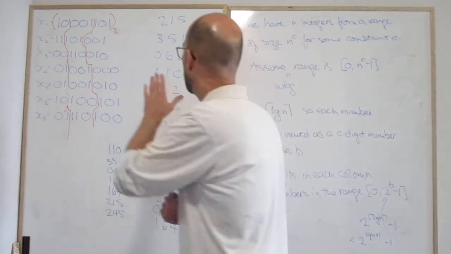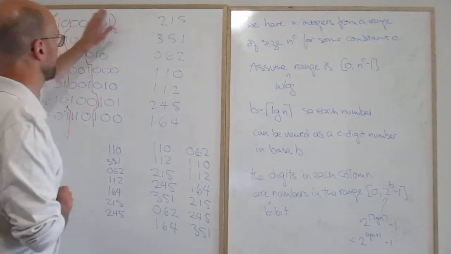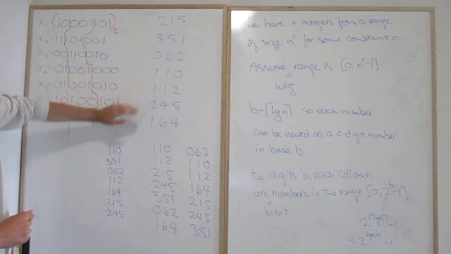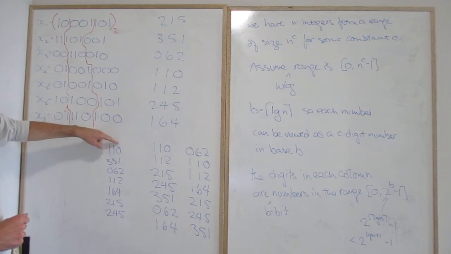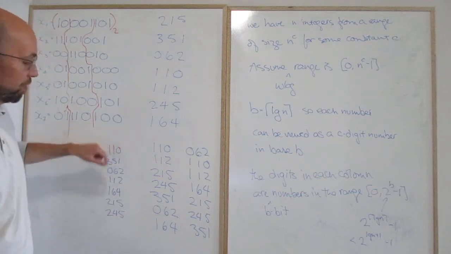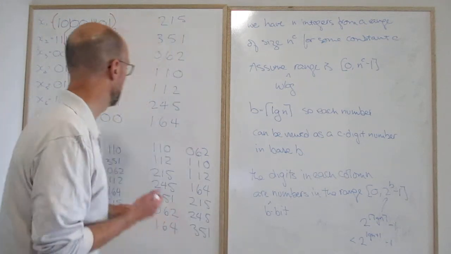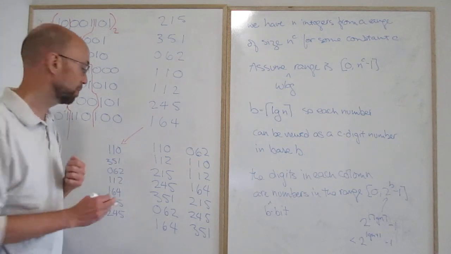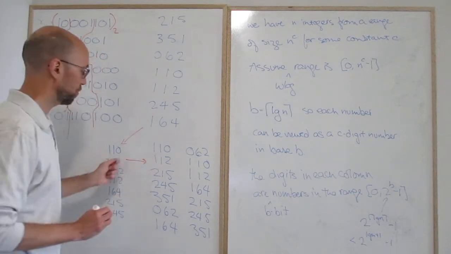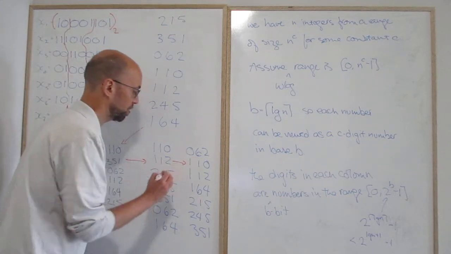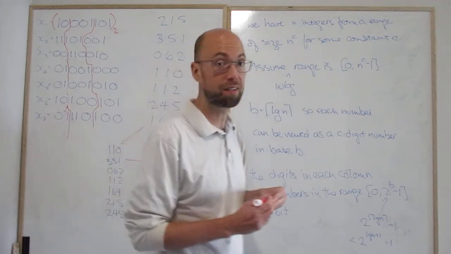Okay, so this one is just these numbers written in octal. This is this, but sorted on the least significant digit. And then this, so it goes from here to here, sorted on the least significant digit stably. Here to here, sorted on the second least significant digit stably. And then here to here, sorted on the most significant digit stably.